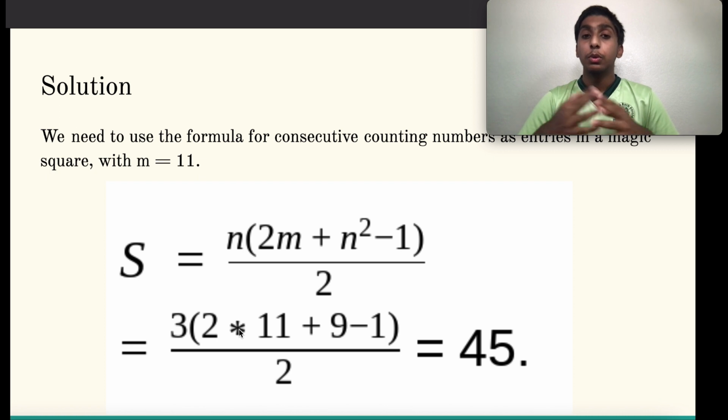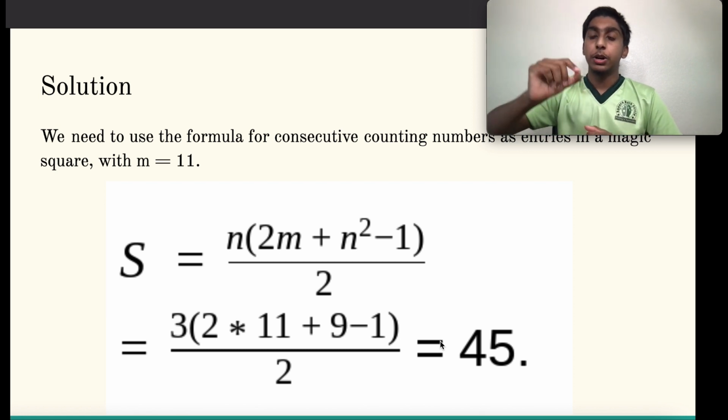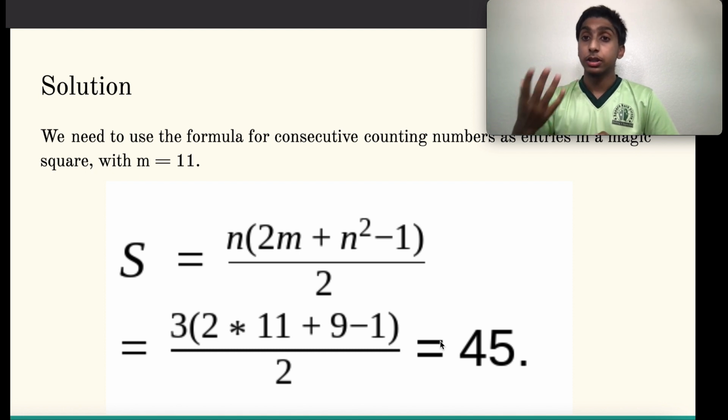So this is how we found our formula. Remember, 2m is 2 times 11, plus n squared, because there are 3 rows and 3 columns. When you square that, you get 9, minus 1, all over 2. When you calculate that out, you get 45. 45 is your magic sum. What this basically means is when you add up each row and each column, you'll always get 45 as your magic sum. S is equal to 45.